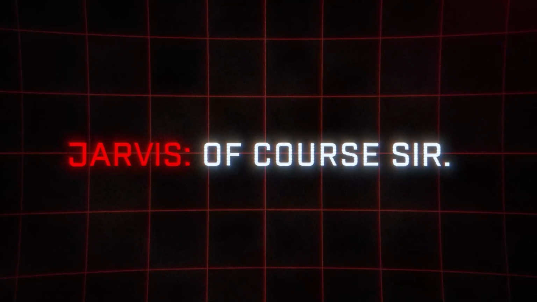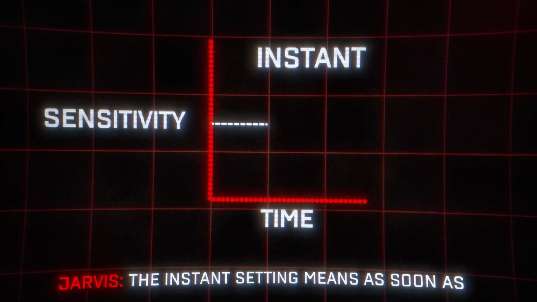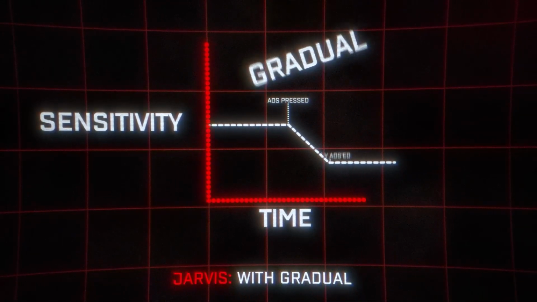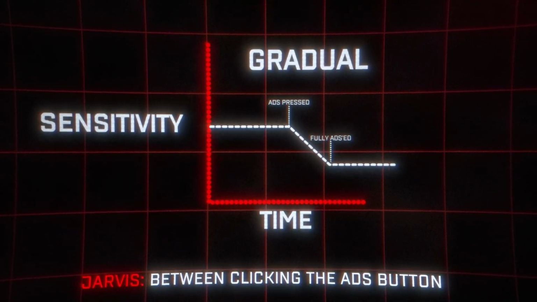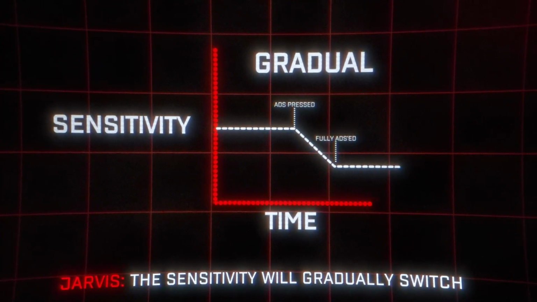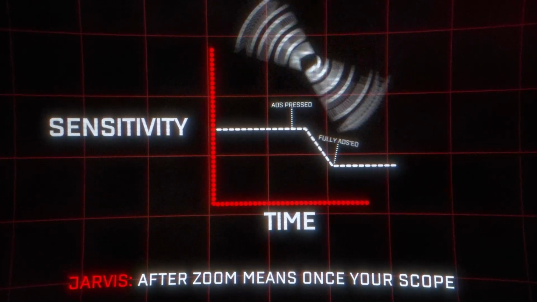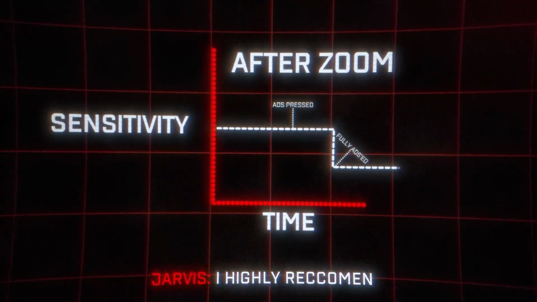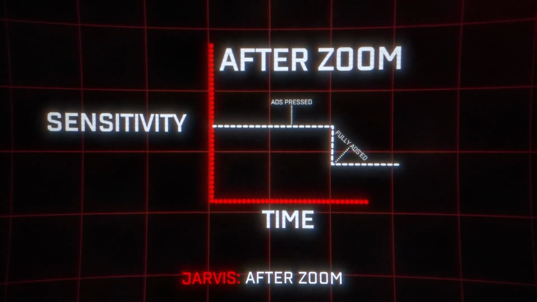Of course, sir. The instant setting means as soon as you click the ADS button, your sensitivity will switch. With gradual, between clicking the ADS button and the ADS animation completing, the sensitivity will gradually switch. And finally, after zoom means once your scope is fully zoomed, your sensitivity will switch. I highly recommend using the setting after zoom.